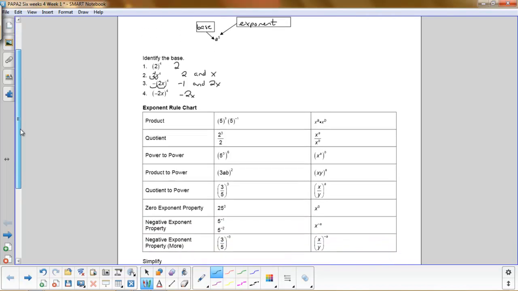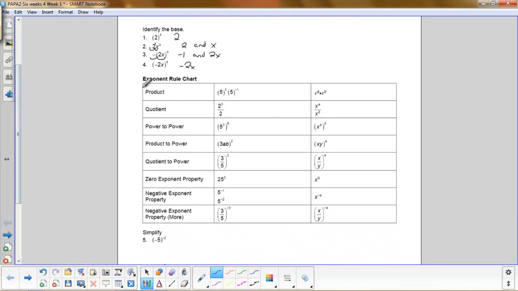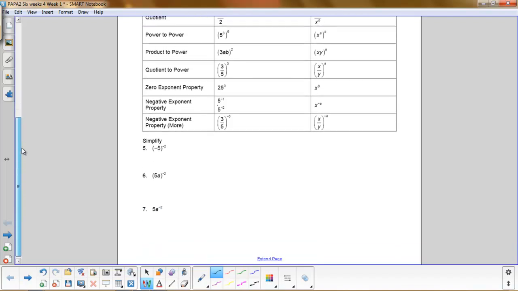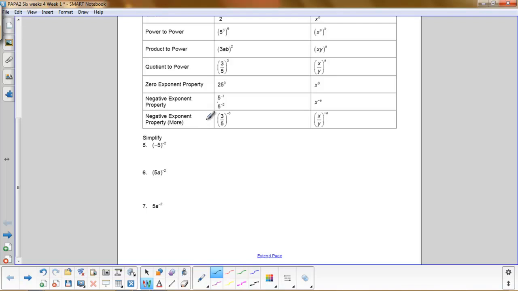Over the next 5 days, you'll be using these properties of exponents to simplify. Tomorrow in class, we're going to complete a foldable which will detail all of the properties of each one of these exponents. I'm going to go ahead and do the notes now, and then if you have any questions about any of your properties, be ready to ask those questions tomorrow.